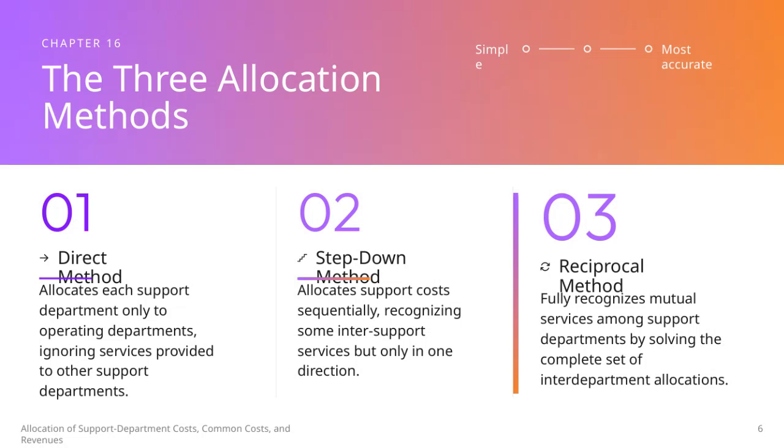Now, let's discuss the three main methods for allocating support department costs, each with different levels of complexity and accuracy. First, the direct method is the simplest approach. It allocates support costs directly to operating departments without considering any services exchanged between support departments themselves. While straightforward, it ignores the interactions among support departments.